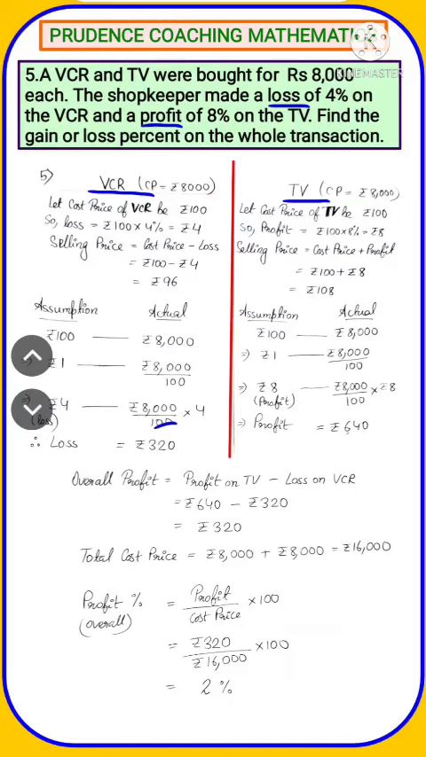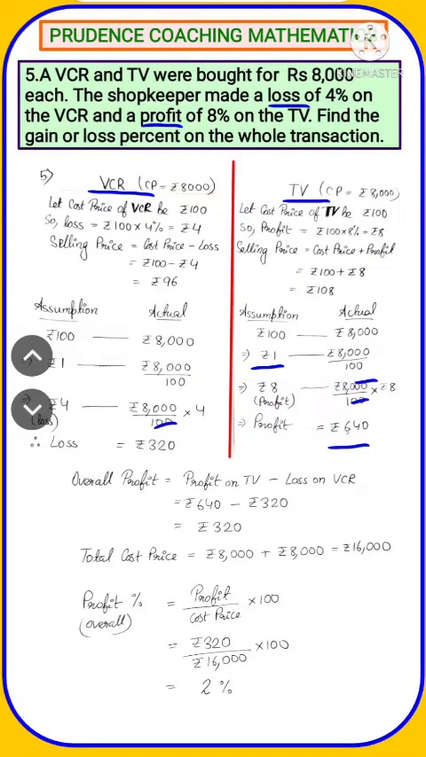Now we will just compare the assumptions with the actual value. So we have assumed the cost price to be rupees 100, which is given to be rupees 8,000 in the question. So we have written rupees 100 equals to rupees 8,000. Now we will find out the value of 1 unit, that is rupees 1 will be equal to 8,000 divided by 100. But we need to find out profit, that is rupees 8. So rupees 8 will be 8,000 divided by 100, that is the value of 1 into 8. Now you can see these two zeros and these two zeros will be cancelled. So you will be left with 80 into 8, that is 640 rupees.